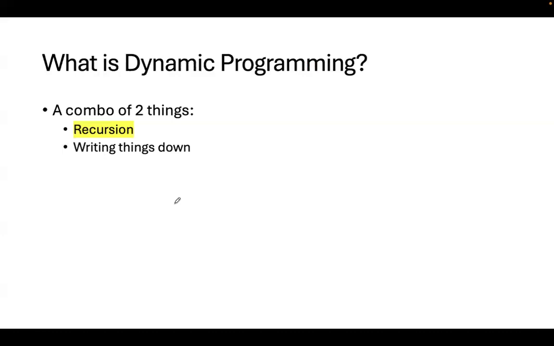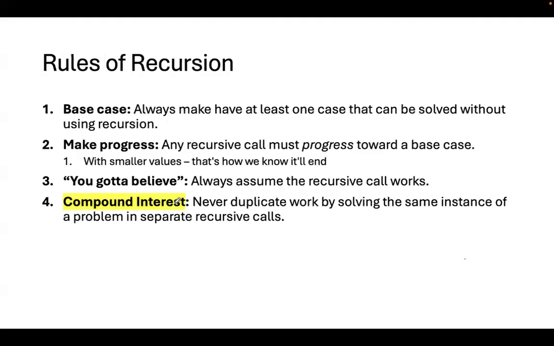So dynamic programming is a combination of recursion and writing things down. Let's review recursion. In recursion, we need a base case. Remember this, the simplest possible way we can solve this problem. Any recursive call that we make needs to progress towards a base case, and ideally this is with smaller values, so you know that it's going to end.